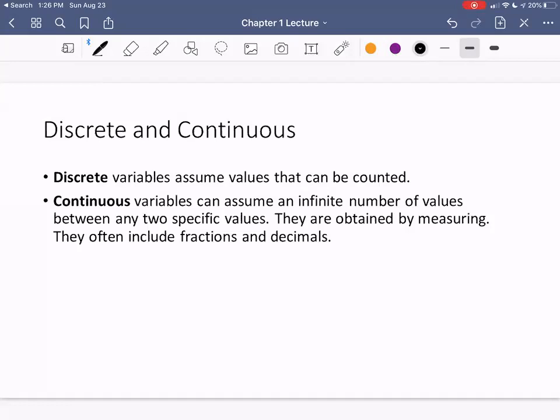So then you have continuous. Continuous variables can assume an infinite number of values, so anything in between two specific values. So you can't say that number of eyes are continuous because you have 0, 1, or 2 eyeballs, right? You don't have 1.5 eyeballs. You don't have 0.75 eyeballs. So they're obtained by measuring things. They include fractions and decimals.